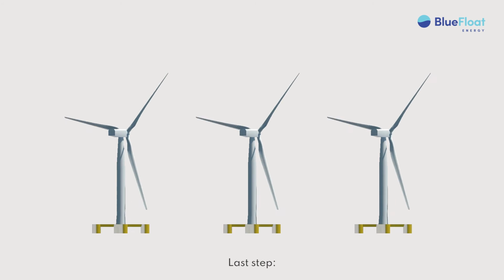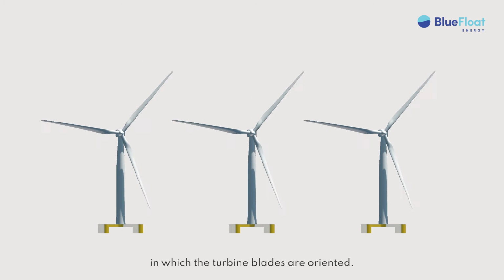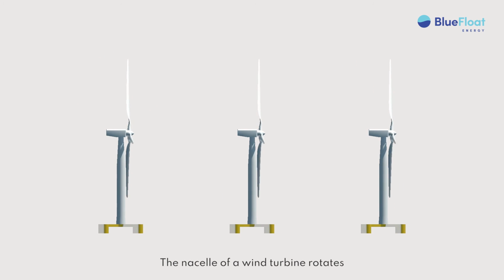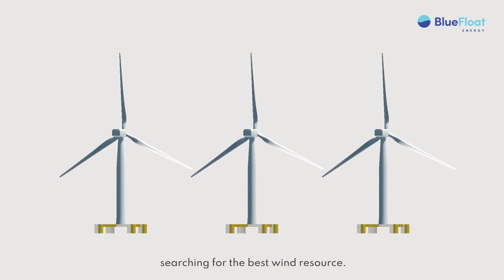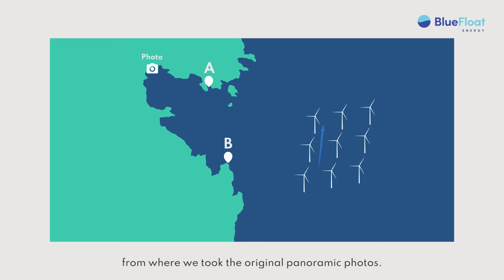Last step, we should understand the predominant direction in which the turbine blades are oriented. The nacelle of a wind turbine rotates searching for the best wind resource. For this, we use the wind rows for each site. The blade's orientation will change according to the wind direction, and thus, we will have a different view of the turbines from where we took the original panoramic photos.